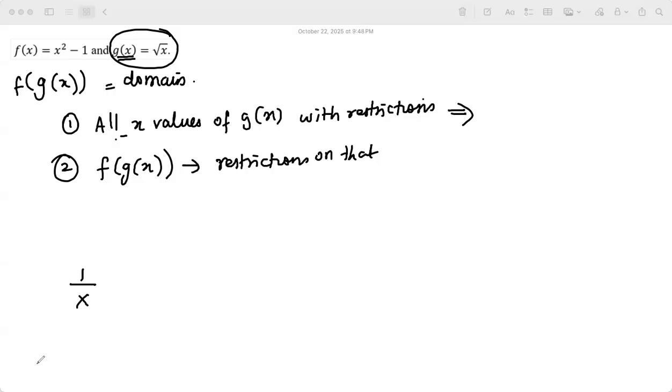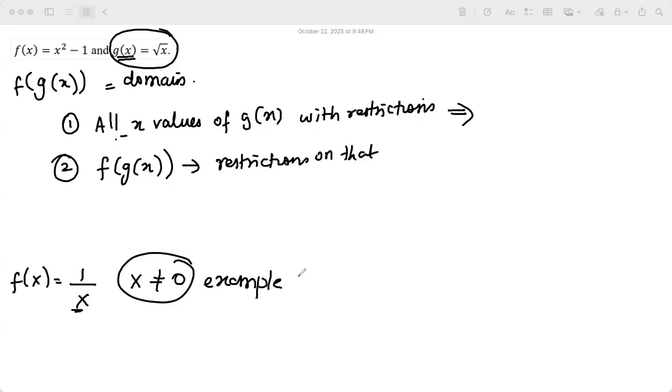What will make the function undefined, guys? That is a restriction. If you are given a function like this, what is the restriction on this function? At least you can say that you don't know, guys. Would it be 0? X can't be equal to 0. If x equals 0, the entire function becomes undefined, right? X is not equal to 0 is an example of restriction.